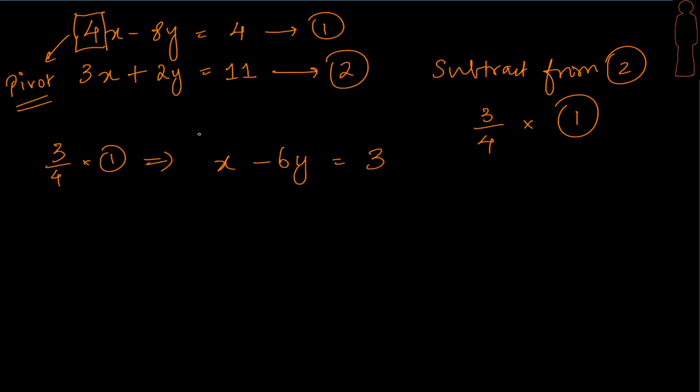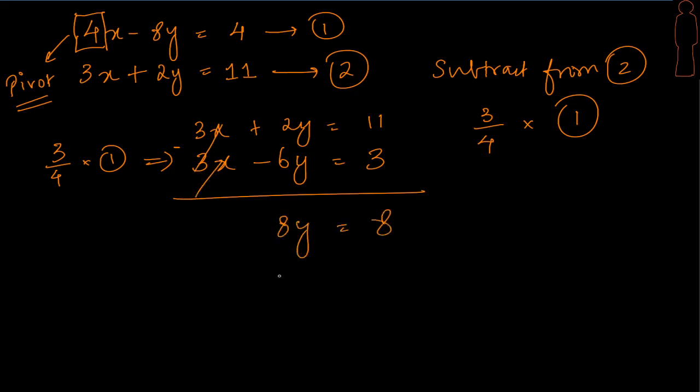Let me write down the second equation on top here. There's a mistake here, so this should be a 3x. So this will be now 3x plus 2y equal to 11, and we said we want to subtract here, so we subtract this out, so these two get cancelled. So this is going to become 8y, 11 minus 3 is equal to 8, and therefore y is equal to 1. Okay, so this is the calculation we are doing.